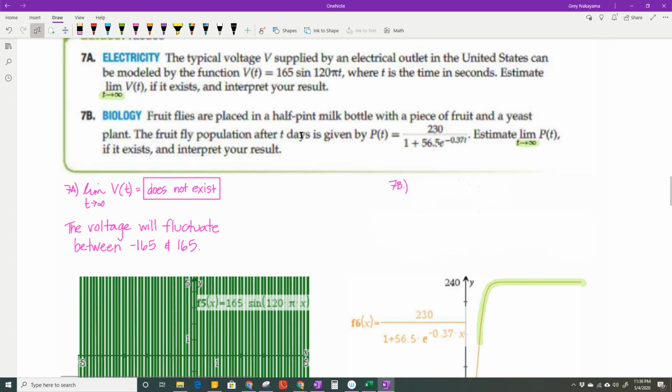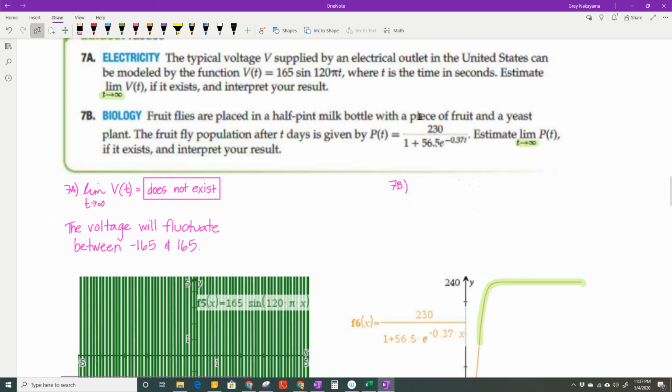Okay, last problem. Short video, then you can get your homework done. Fruit flies are placed in a half-pint milk bottle with a piece of fruit and a yeast plant. The fruit fly population after t days is given by P of t equals 230 over 1 plus 56.5 e to the negative 0.37 t. Estimate the limit as t approaches infinity of P of t, if it exists, and interpret your result.